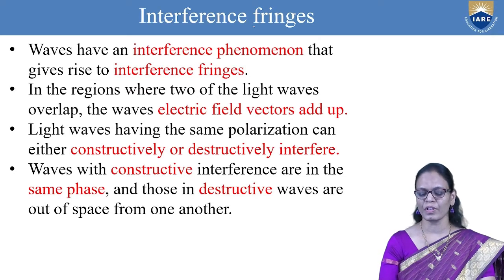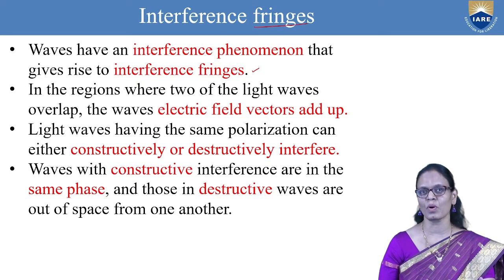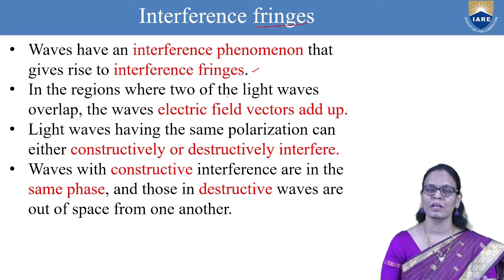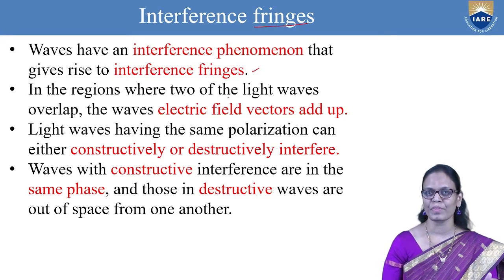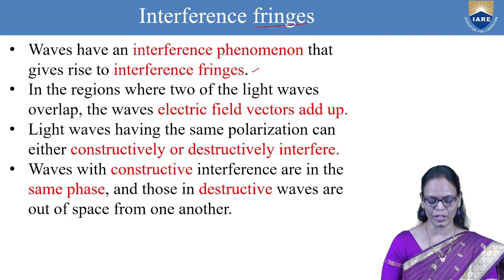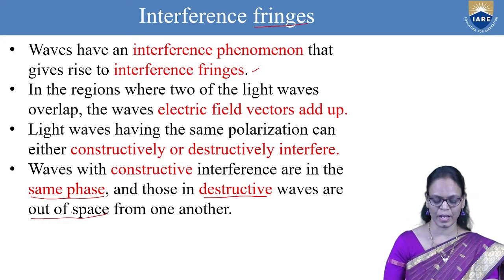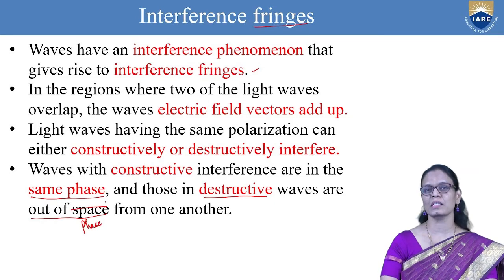Now let us understand the fringes first. Waves have an interference phenomenon that gives rise to interference fringes. So we have already seen about interference. What is happening in interference? In regions where two light waves overlap, the waves' electric field vectors will add up, and if the light waves having the same polarization occur, they can either interfere constructively or destructively. Waves with constructive interference are always in phase, they have the same phase, and those interfering destructively are out of phase. So this is what we have already discussed.